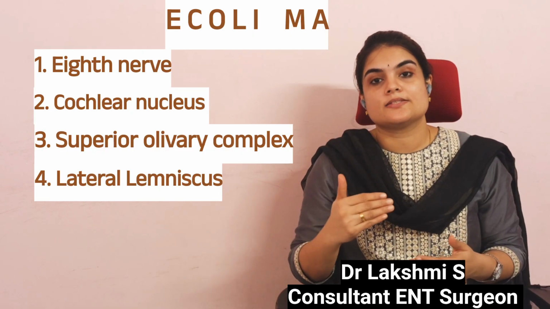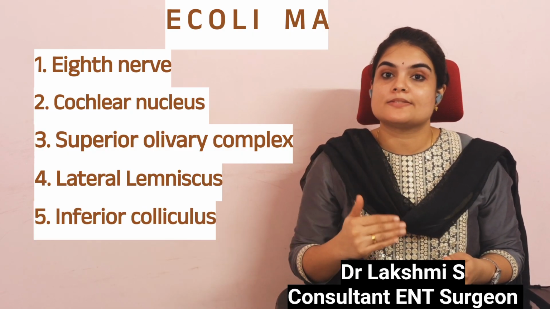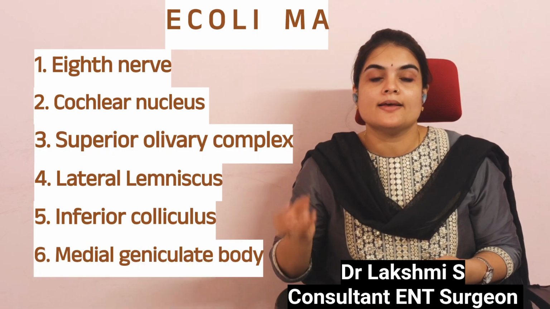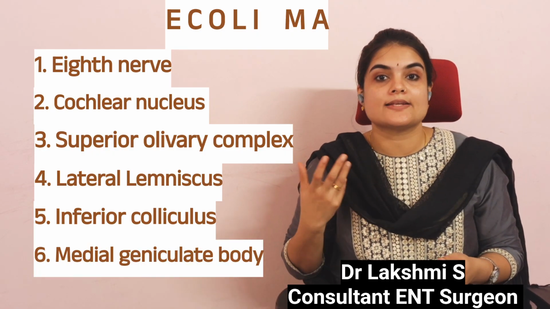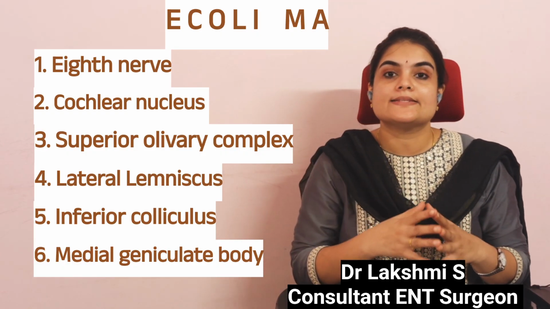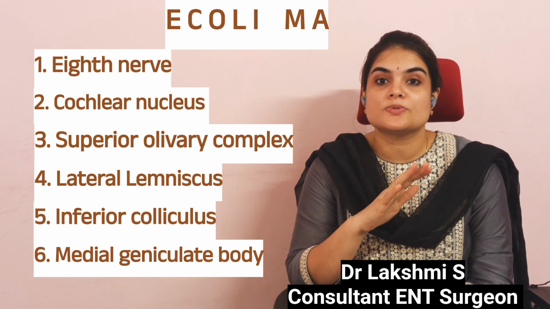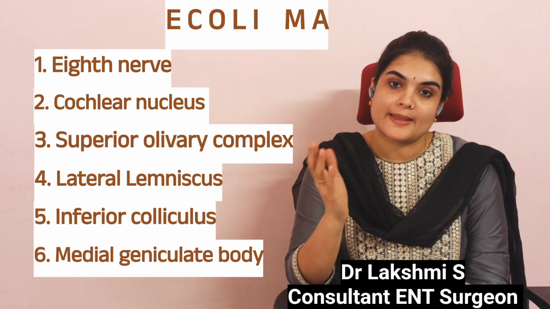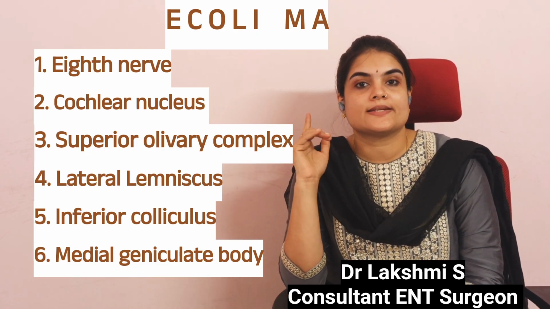Then I is for inferior colliculus. Then MA: M is for medial geniculate body. For your MCQs and all, you can be asked which pathway the medial geniculate body is associated with. The medial geniculate body is associated with the auditory pathway. To remember it, you can use music, medial geniculate body. M for music, medial geniculate body, and then it goes into the auditory cortex.